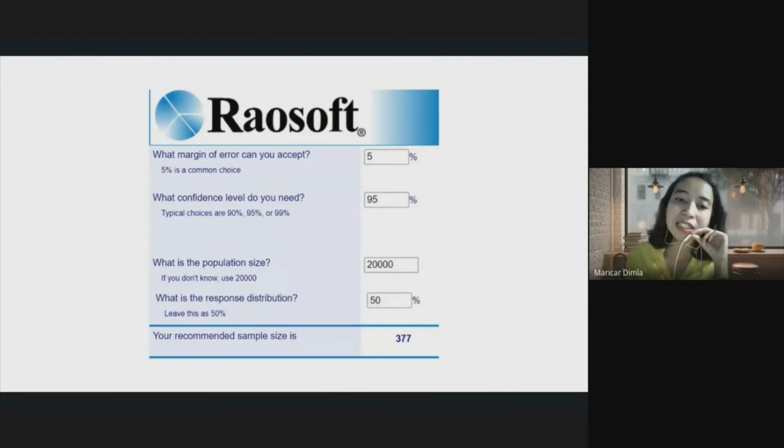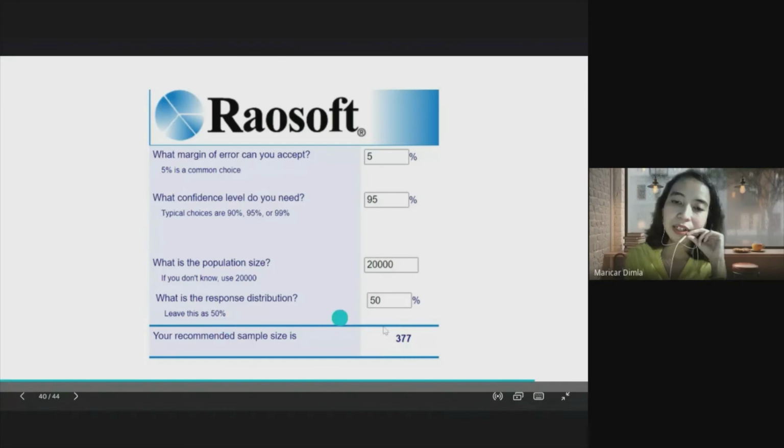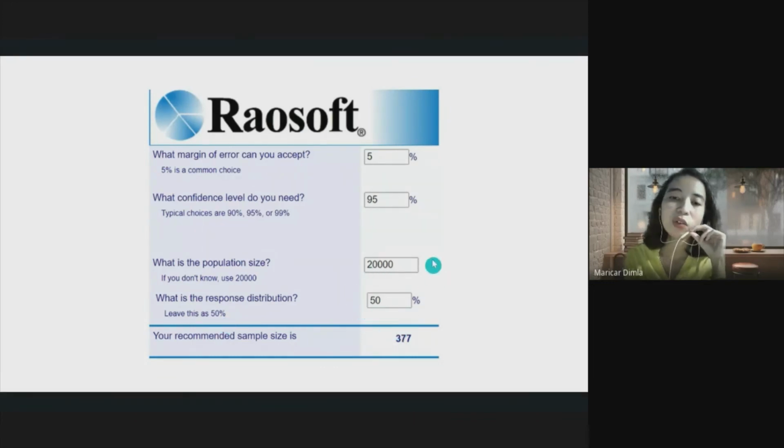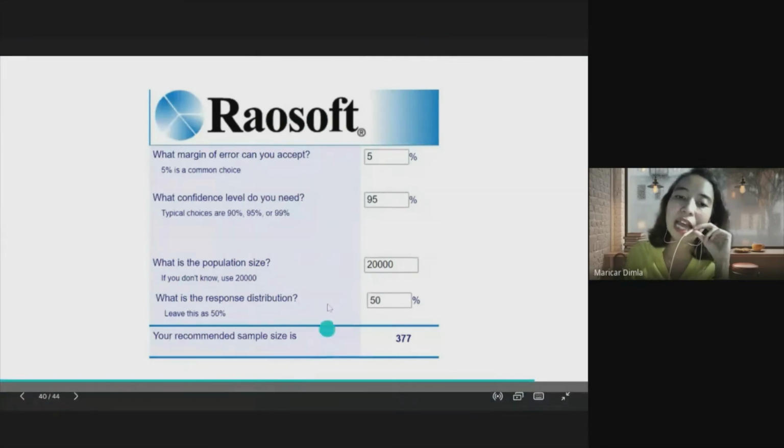Okay? And then class, the response distribution, legit naman to, i-stay nyo na siya as 50%. And then kung hindi nyo alam exactly the size of the population, i-remain nyo na lang yung 20,000. Or if it's available, kung alam nyo, input nyo lang siya dito. And then si Raosoft na automatically class yung magko-compute of your sample size.